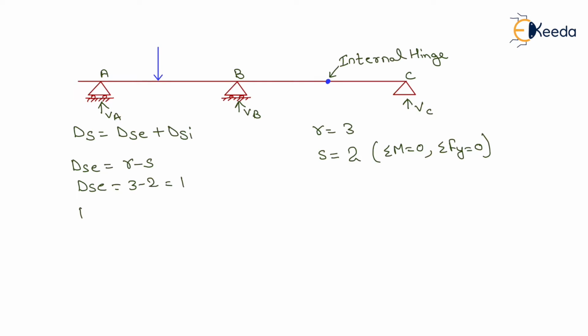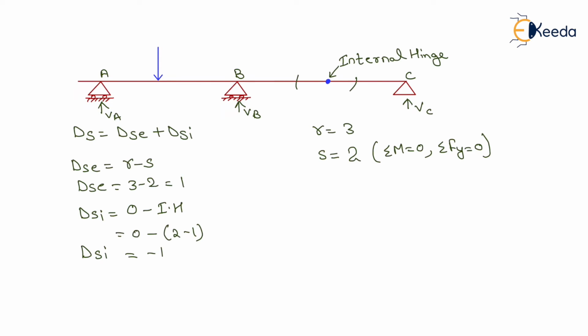Now we need to determine the internal static indeterminacy, which will be equal to 0 minus internal hinge, because in case of a beam the internal static indeterminacy will always remain 0, but if an internal hinge is present in the beam then we have to subtract that from the internal static indeterminacy. The value of the internal hinge will be equal to the number of members connecting at that internal hinge minus 1. At this internal hinge there are two members connecting, so it will be 0 minus (2 minus 1), which is equal to minus 1. So the internal static indeterminacy of this beam ABC will be equal to minus 1.